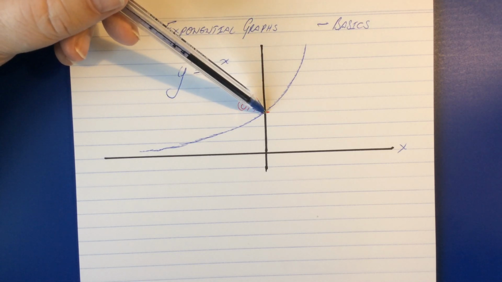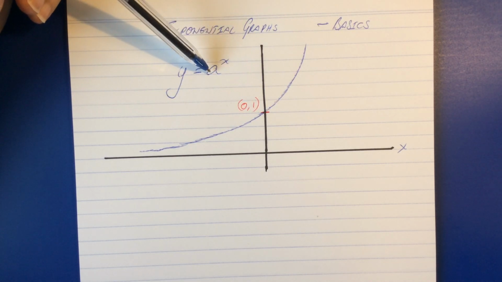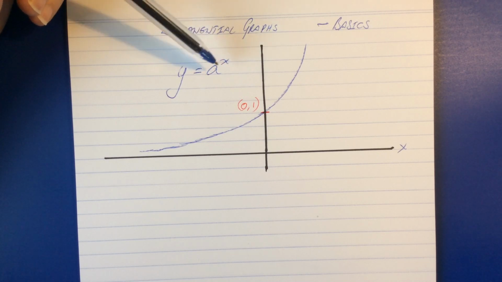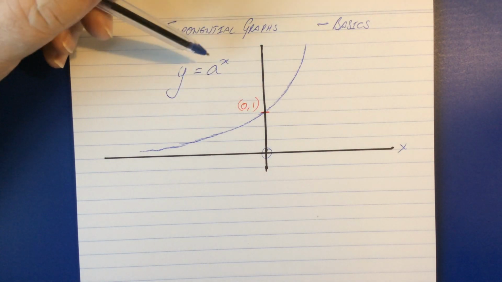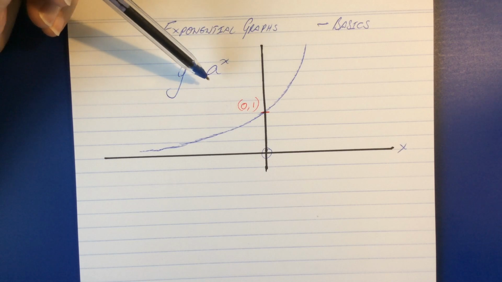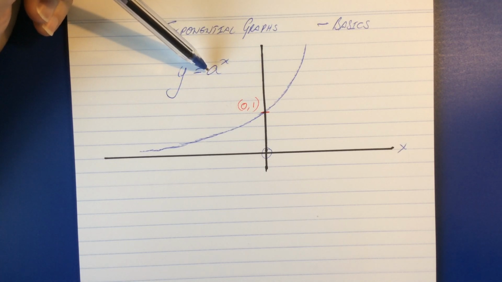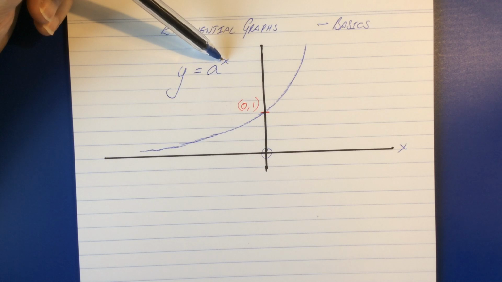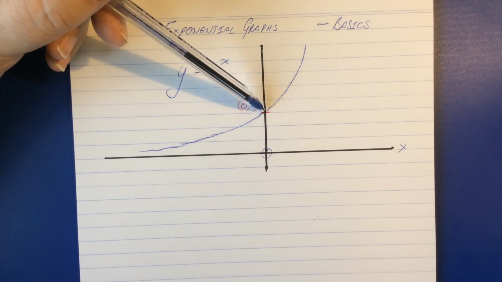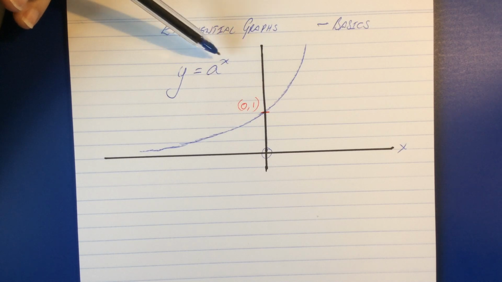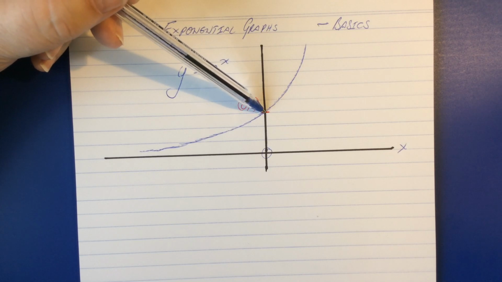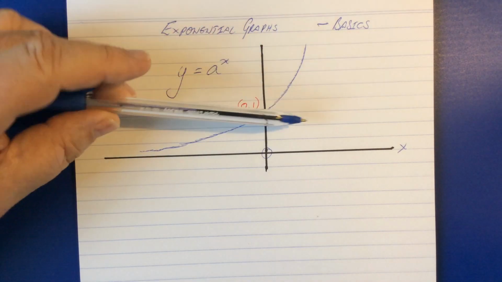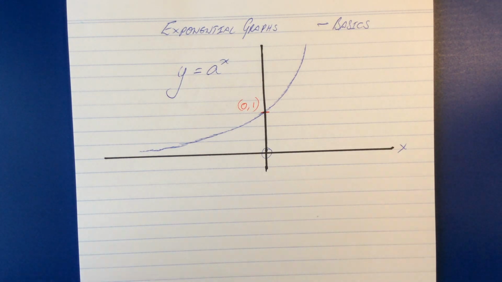So this point here, taking this equation, would be a to the power of 0, because on the x-axis that's 0. And as you know from index laws, anything except 0 to the power of 0 is 1. So in this form, graphs of exponentials pass through 1 on the y-axis. Now, it is possible to move them up and down and side to side and flip them and do all sorts of things with them, but this is the basic shape.